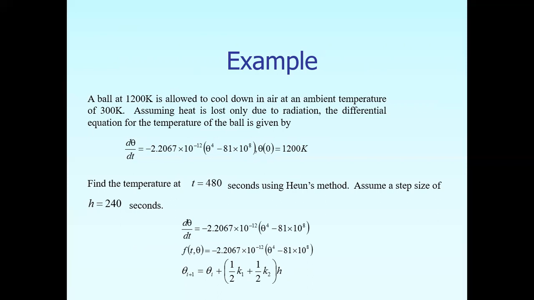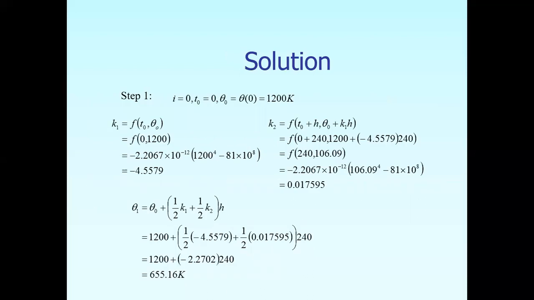Then theta i plus 1 is equal to theta i plus 1 by 2 k1 plus 1 by 2 k2 into h. Then we can find the value of k1 and k2 by putting the values of i is equal to 0, t0 is equal to 0, theta 0 is equal to theta of 0 is equal to 1200 Kelvin. We can find the value of k1. k1 is equal to f of t0 comma theta 0, and k2 is equal to f of t0 plus h, comma theta 0 plus k1 h.